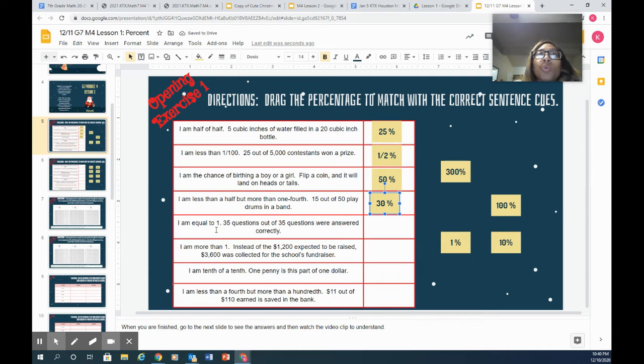I am equal to 1. 35 questions out of 35 questions were answered correctly. Well, that's 100%.